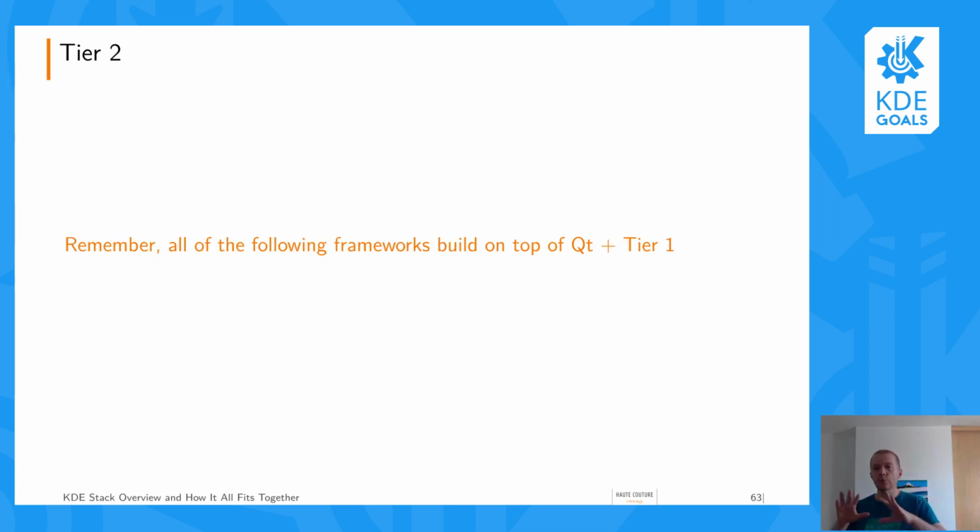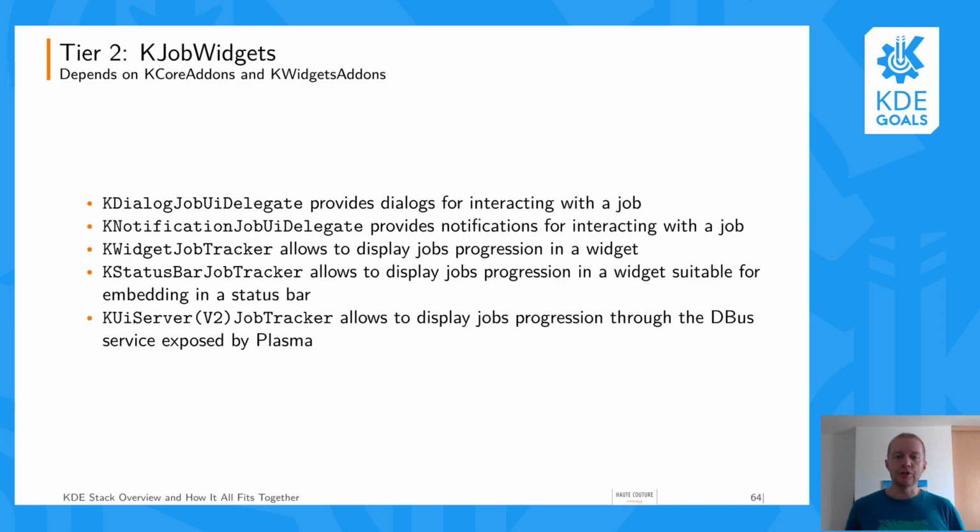Now for tier 2, so those ones, they depend on Qt and tier 1. We get JobWidgets. So you remember we had KCoreAddons with the jobs, so it depends on KCoreAddons. And it's JobWidgets, so it will use some of the widget add-ons. Unsurprisingly, it will provide implementations for the UI delegates and trackers I was mentioning earlier.